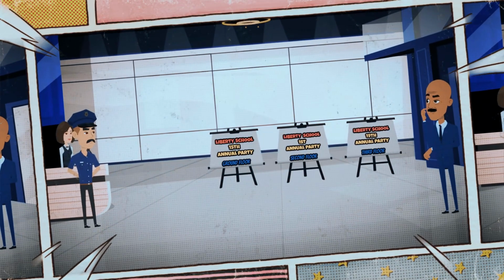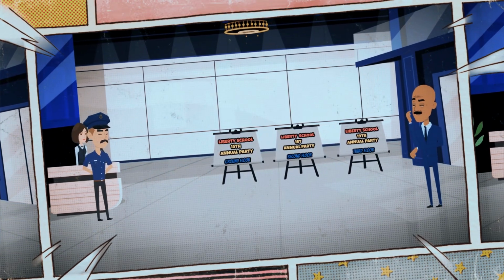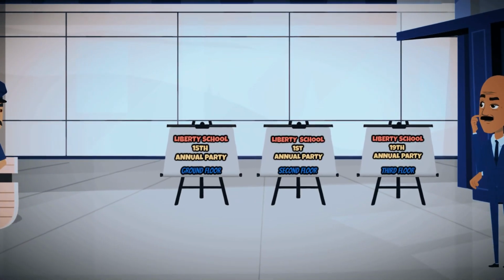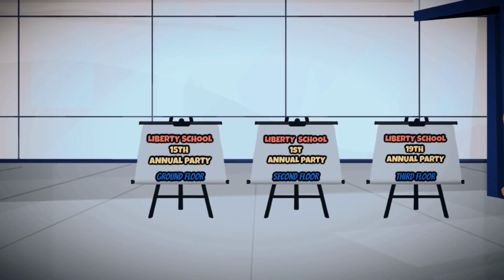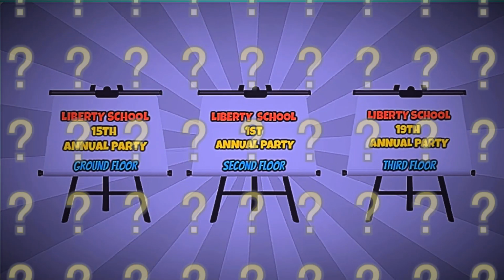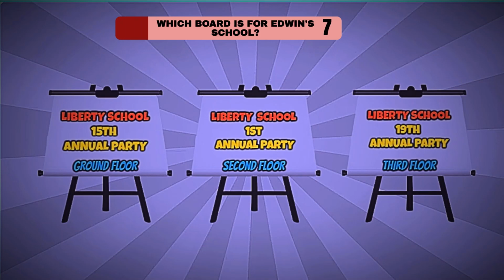When George rolls in, he sees 3 signs pointing to the different floors for the party. But here's the kicker. 2 other schools with the same name were having annual parties there too. George was totally confused about which floor to hit up. So, can you guess which sign is for Edwin's school party?